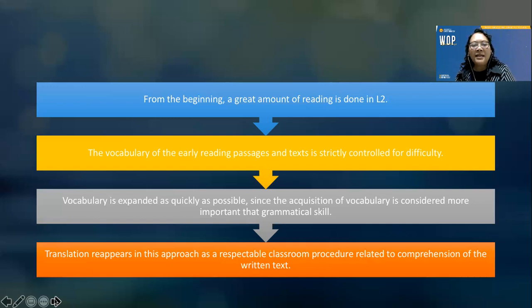And then here, as you can see, the translation reappears. In the direct method, no translation is permitted in the classroom. It is prohibited in the classroom, yeah? So there is always the target language, but here in the reading approach, you are going to use a second language, or the native language in the classroom, because the aim is for comprehension.